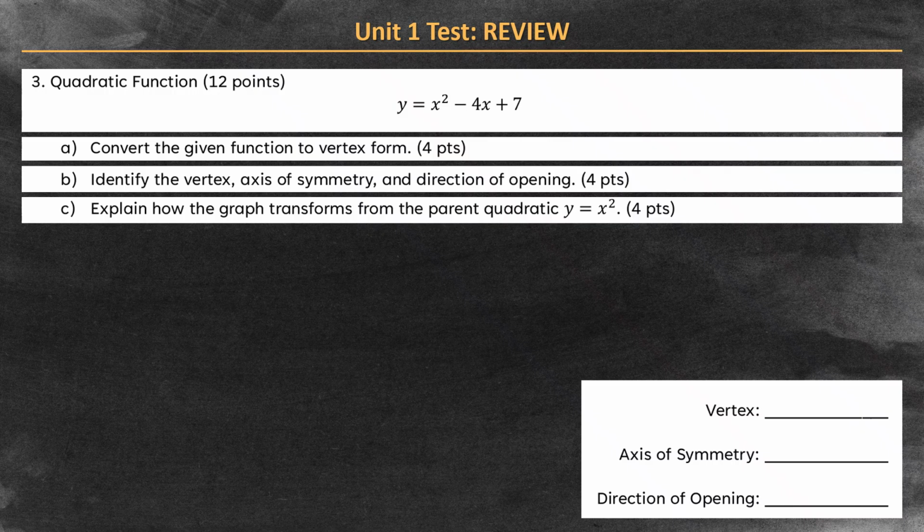All right, number 3, quadratic functions, 12 points. We're given y is equal to x squared minus 4x plus 7, and part A tells us to convert the given function to vertex form. Now from standard to vertex form, what method do we need? We need to use the completing the square method.